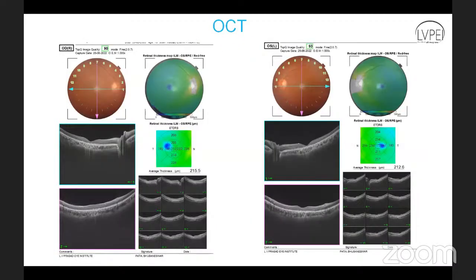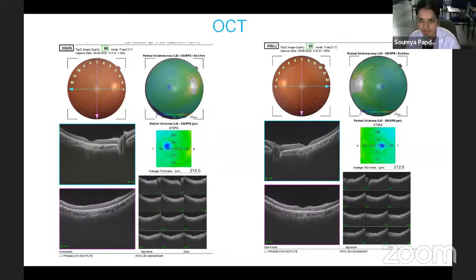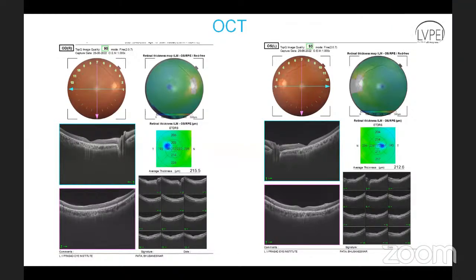Okay, Soumya, you can ask some of your students to describe the optical coherence tomography image also. Sujay, are you there? So now I'll request Sujay to explain the OCT and the ERG. Hello, am I audible? Yes, Sujay, you're audible. Yes, please.